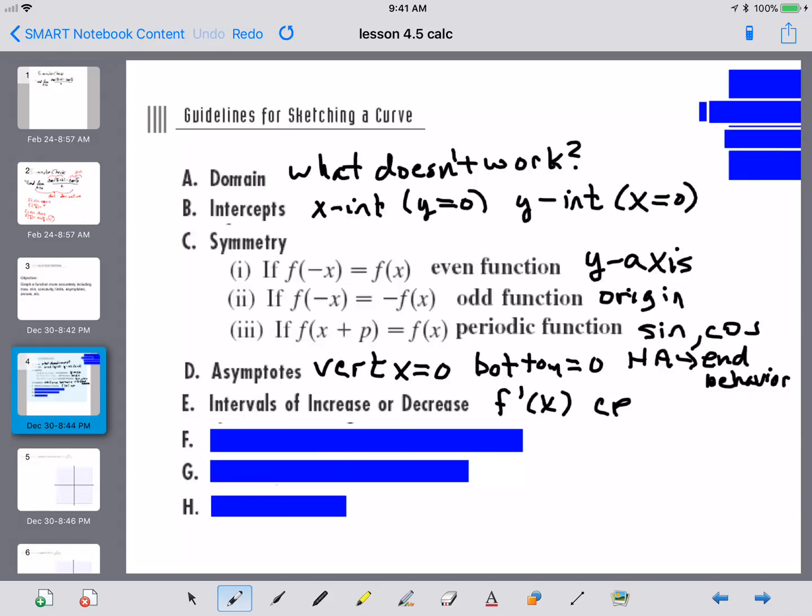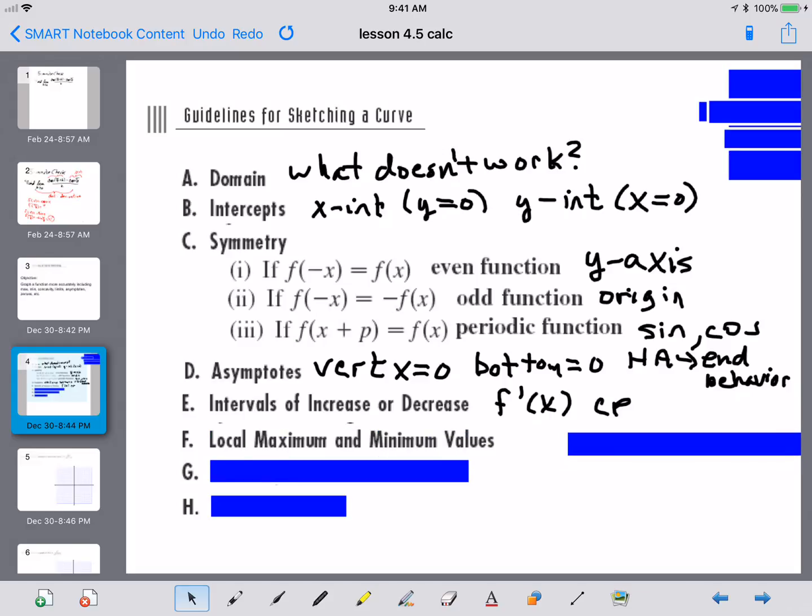Next, what are the local mins and maxes? So again, that's where our first derivative changes. That might be critical points. So again, E and F are locked together. They kind of go hand in hand. You can use the second derivative test if you know first derivative equals 0. You can plug it in, but we'll talk about that more as we go through an example.